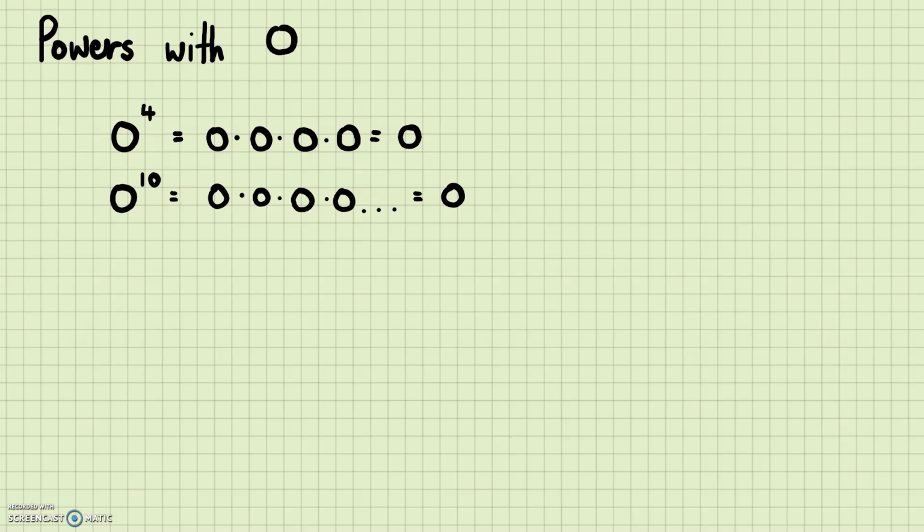Now, what happens if zero is the exponent? So 2 to the zeroth power, what do you think that would equal? Now, some students say that that equals zero because 2 times zero equals zero. But again, this doesn't mean we're multiplying 2 times zero, right? This means that 2 is being multiplied with itself zero times. Now, I know that sounds weird, but that's what this means literally.